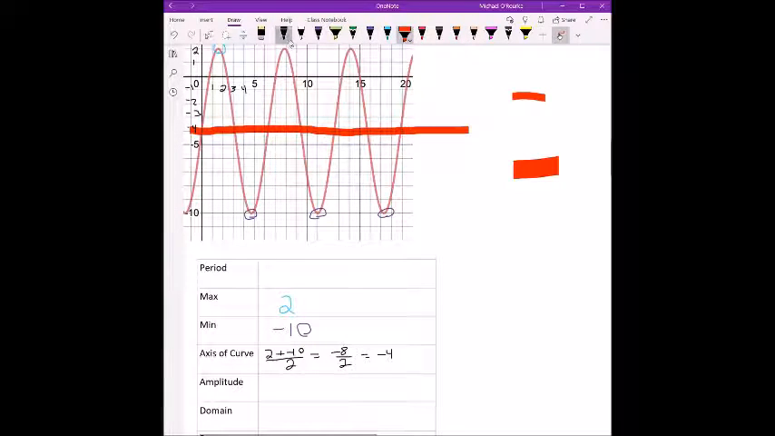Now my amplitude, max minus the min, so 2 minus negative 10 divided by 2. These are going to make a plus, so it's 12 divided by 2, which is going to be 6. And if you look at it here, if I go from -4 to -10, that's 1, 2, 3, 4, 5, 6 squares. And if I go upwards, I go 1, 2, 3, 4, 5, 6 squares as well.